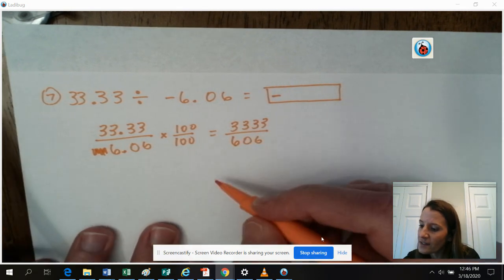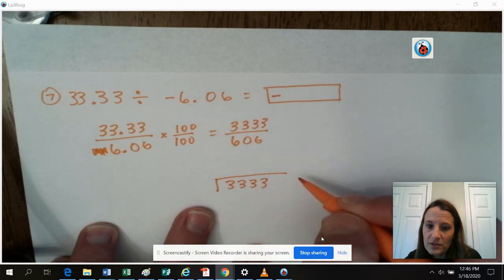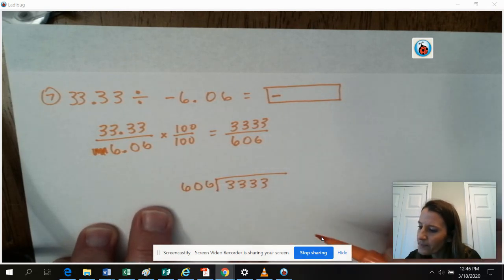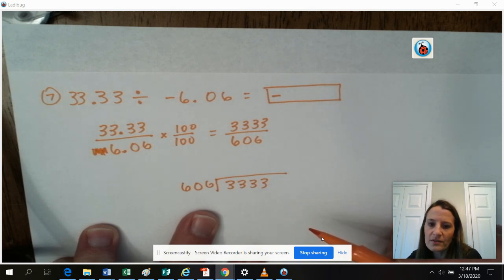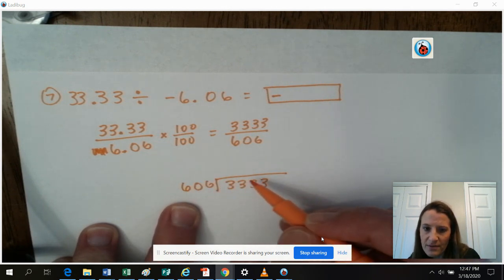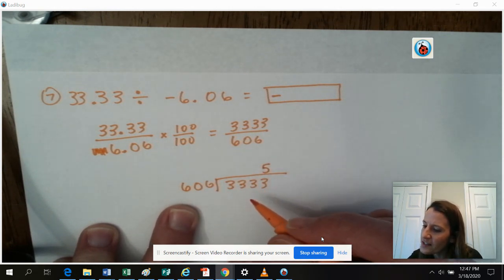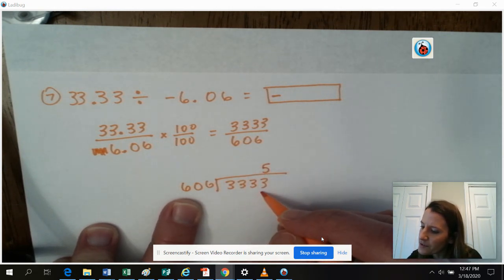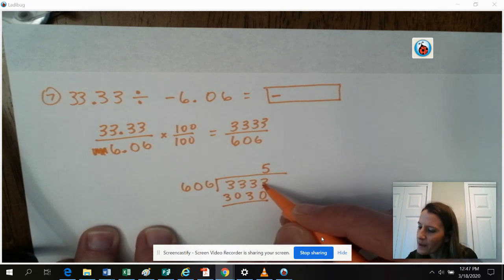So now let's just divide these. Set up our division problem. Our numerator always goes underneath our division bar, 3,333 under the bar, divided by 606. So how many times does 606 go into 3,333? I'm thinking about 5 times. I can round this to about 600. We've got about 3,000, so I'm thinking 5 times. So 5 times 606, 5 times 6 is 30. I think that's right. Subtract.